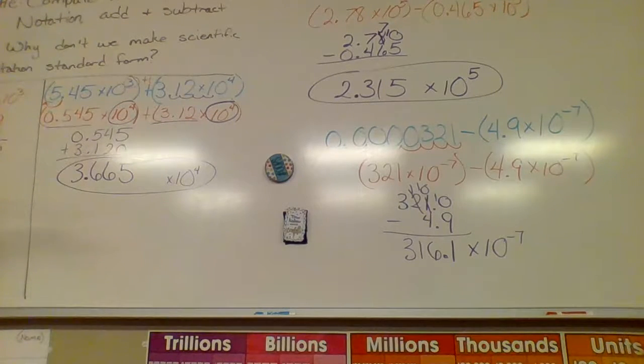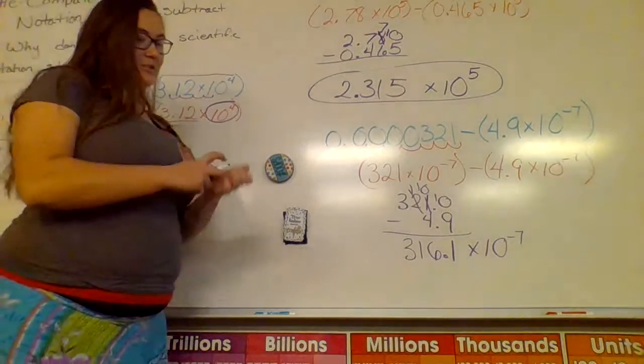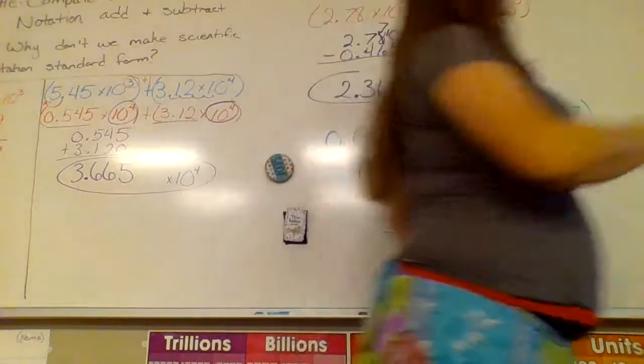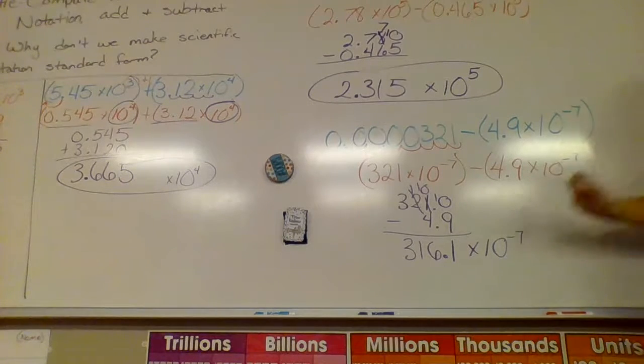Oh, parentheses. Parentheses, that's not going to change anything. Good idea. But this is scientific notation. Look where the decimal's at. Oh, we have to move it so it can be between 1 and 10. Exactly. So we have one more step. We have to move that decimal. The number in front of the decimal has to be between 1 and 10. So how many times do we have to move it?